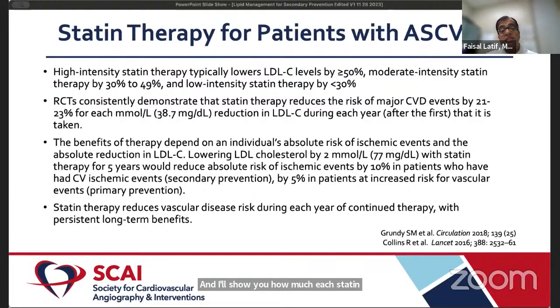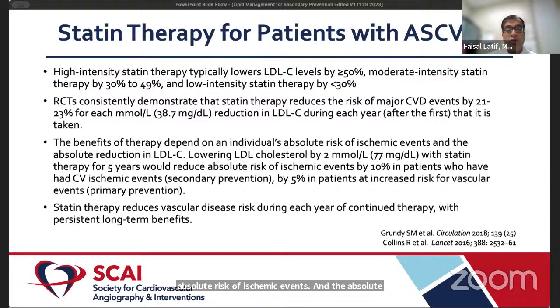Randomized controlled trials have consistently demonstrated that statins reduce the risk of major events by 21 to 23% for each millimole reduction in LDL during each year after the first that it is taken. So you can see a very major decrement in the incidence of cardiovascular events in patients who are on maximally tolerated statin therapy in reduction of hard cardiovascular outcomes. The benefit of therapy depends on the individual's absolute risk of ischemic events and the absolute reduction in LDL cholesterol.